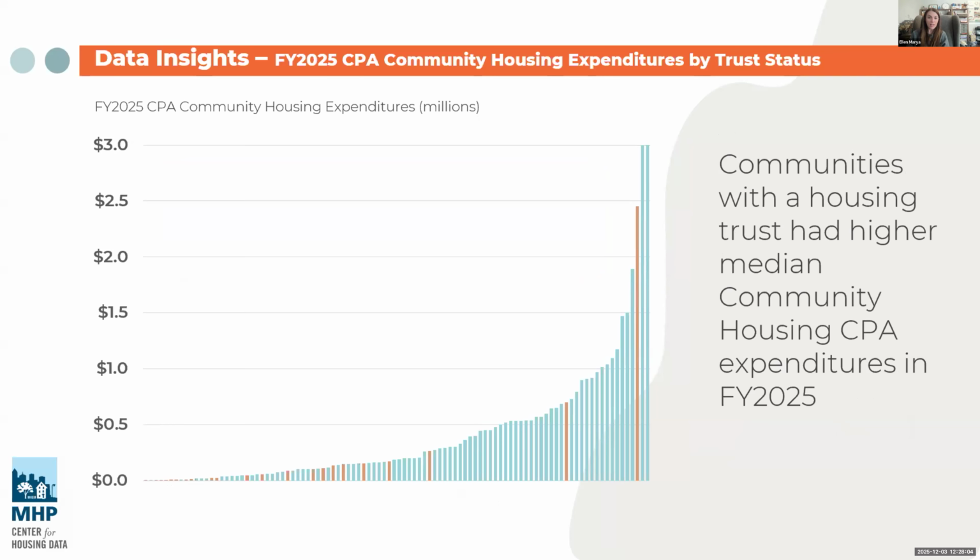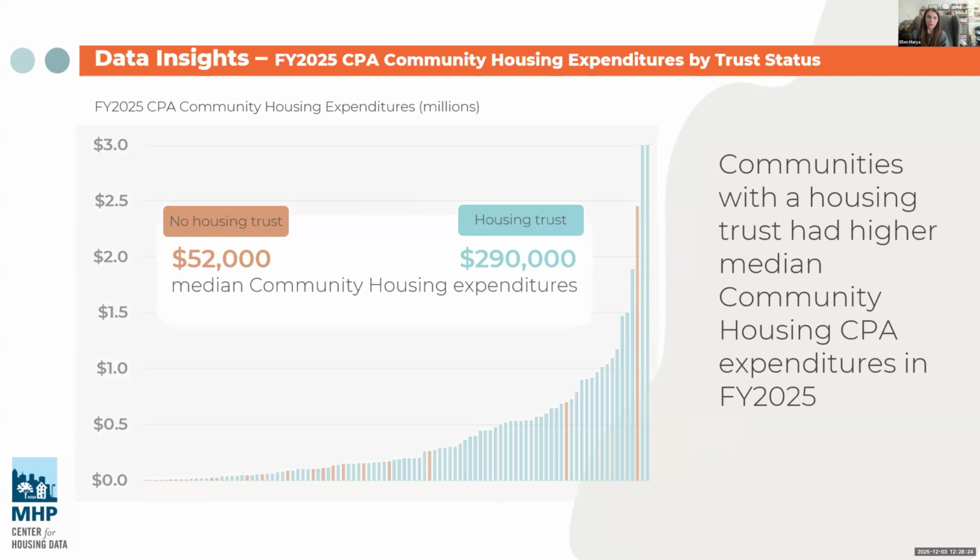And you have Dracut up here with pretty high spending and a couple of our other orange, non-trust communities. But we can really see this pattern of higher spending, again, at least in this one fiscal year, towards community housing among those that have a housing trust. So we end up with about, at the median, spending about 5 times more out of that community housing bucket among those with an affordable housing trust.